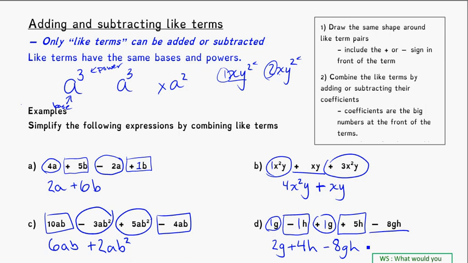So that's adding and subtracting with like terms. Again, it's helpful to circle them and make sure you include the sign in front, and don't forget about your negative ones. Identify the ones that are the same, add together the big numbers in front, or subtract if it's a negative. If there's anything that's not partnered up, just leave it on its own.